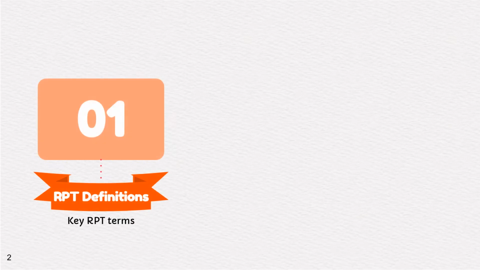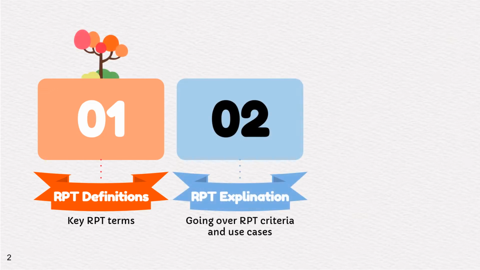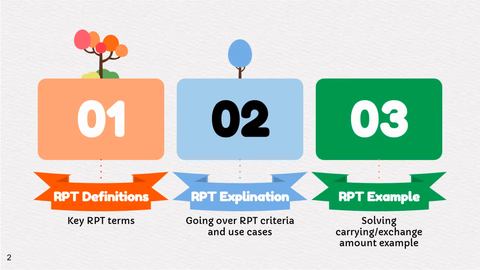So here's an overview of what we're going to be talking about today. The first is going to be going through key related party transaction terms. So these are the definitions that you need to know to be able to go through related party transactions. The second is going to be knowing what the related party transaction criteria are and then how to apply them in a case. And then lastly, we're going to go through a case scenario where you're able to solve a related party transaction using the carrying or the exchange amount.